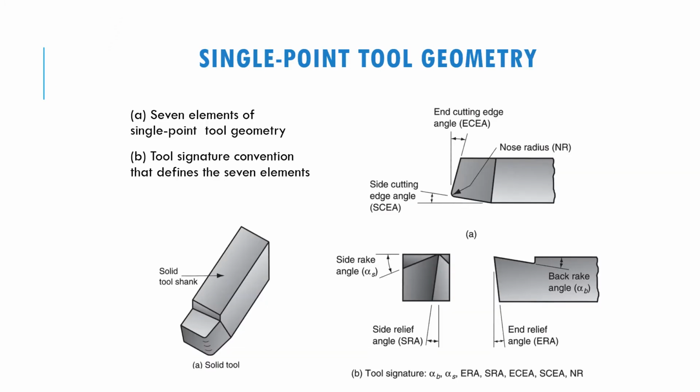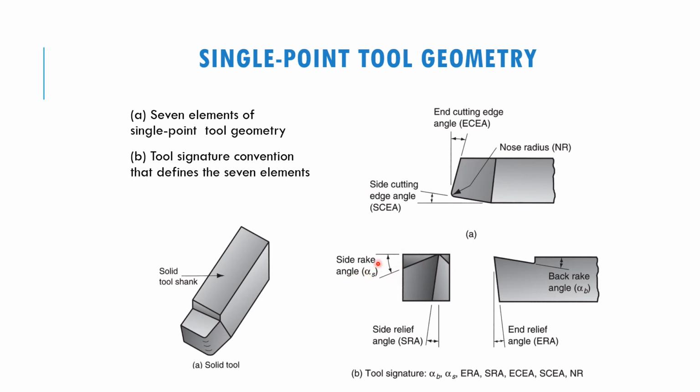So here is the single point tool geometry. There are 7 components, 7 elements, that you have to know on the single point tool geometry. If we look from the top, you will be able to see the side cutting edge angle. There is nose radius, the radius of the cutting tool, and then there is also the end cutting edge angle.